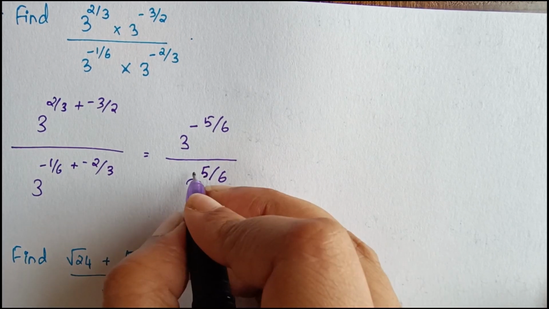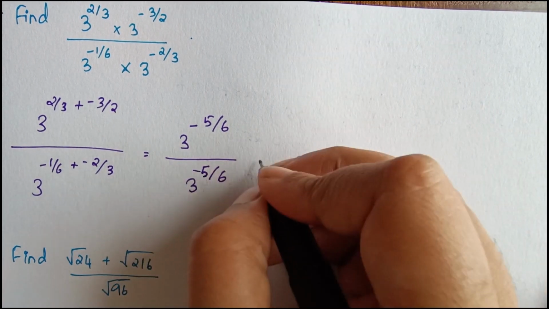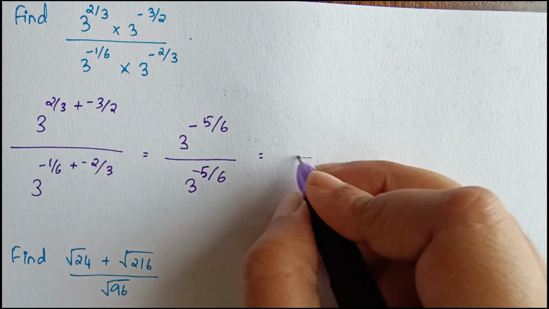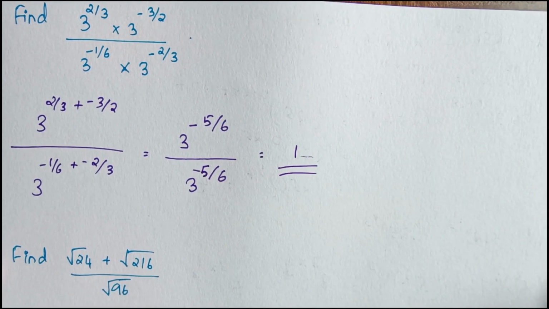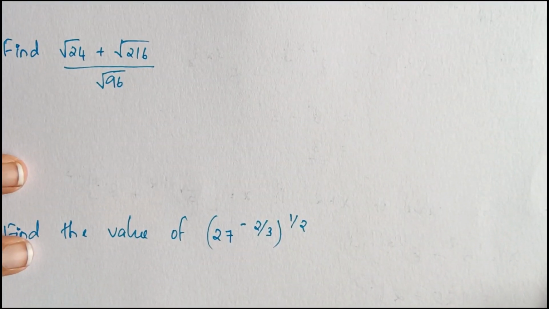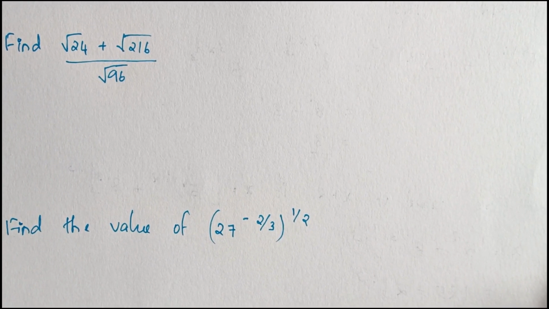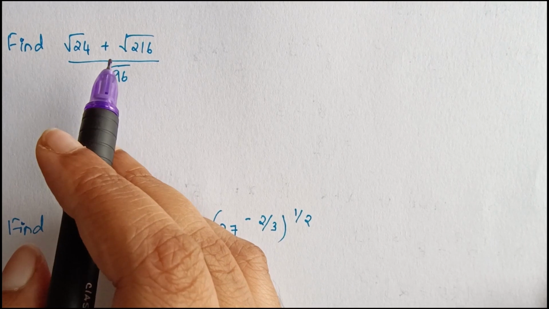Sorry, minus 5 by 6. So 3 raised to minus 5 by 6 divided by 3 raised to minus 5 by 6. The answer is 1. So this is similar questions we dealt with earlier. That is with the root 18 and all we did a question. This question is similar to that one.